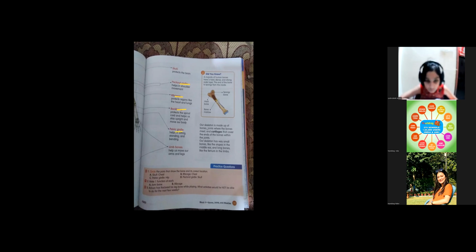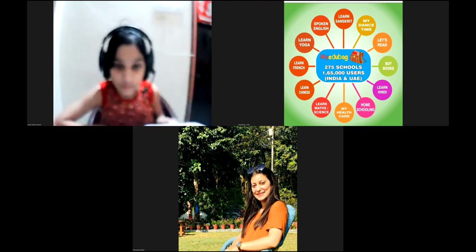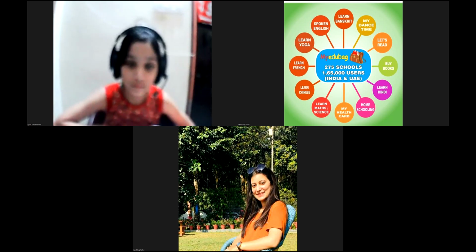Then there is the pelvic girdle. What is the pelvic girdle? It helps in sitting, standing, and bending. We are able to sit, stand and bend because of this. And then last, we learned about limb bones. What are limb bones? They are the bones present in the lower part of your body. ठीक है? जो हमारी legs की bones होती हैं, that. So it helps us move our arms and legs. Okay?